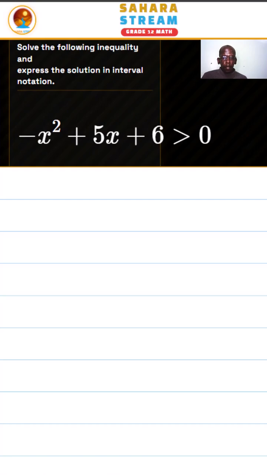The first thing we need to note from this question is that it has two sides. The left side where we have the expression, then the right side where we have 0. So the left side, which is negative x squared plus 5x plus 6, we call an expression. But if any expression has the highest power as 2, then we call it a quadratic expression. So in this case, this is a quadratic expression. And then on the right side, we have 0.